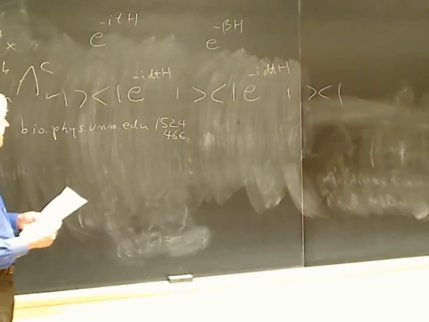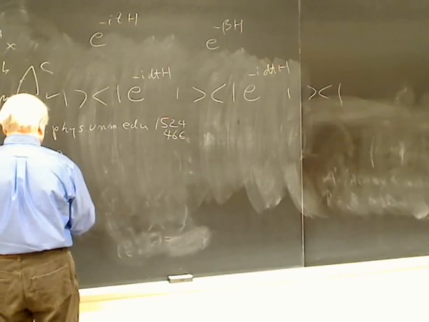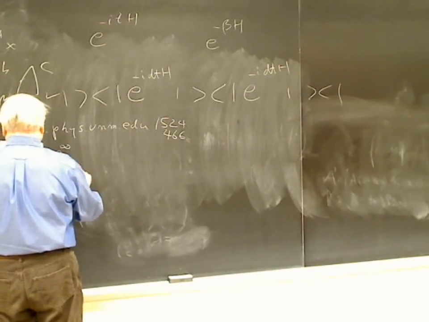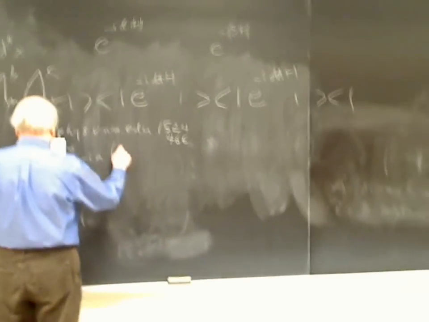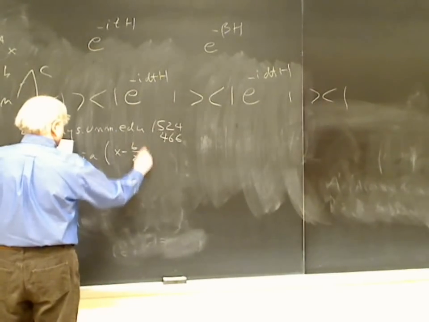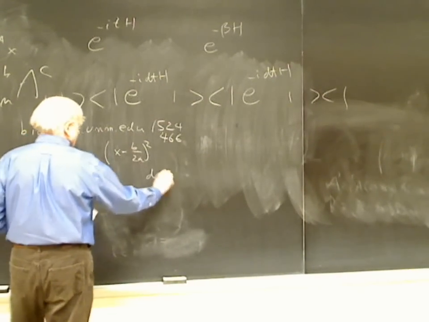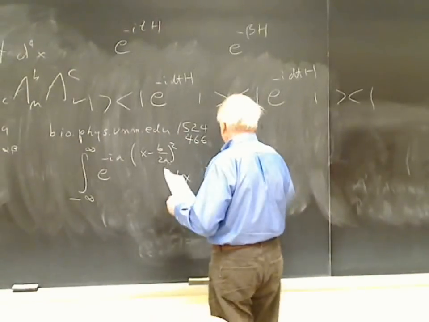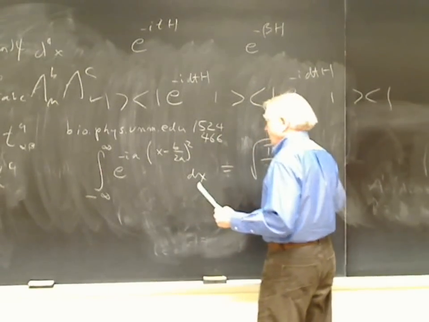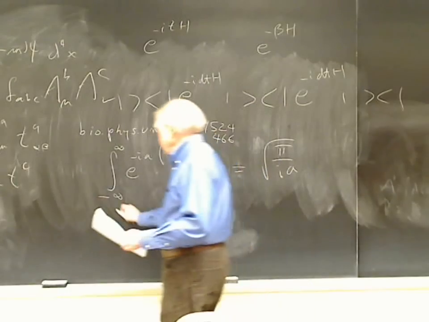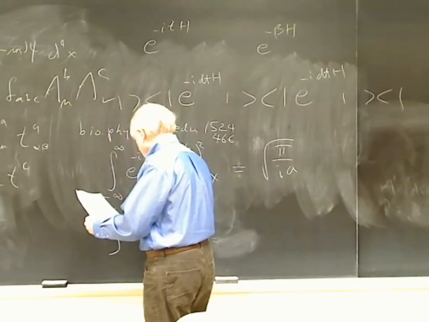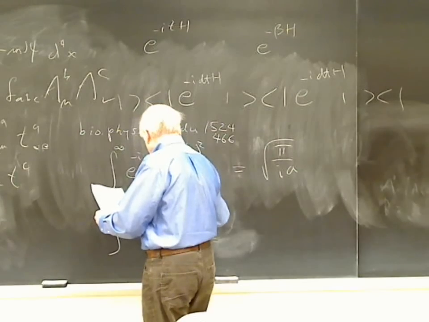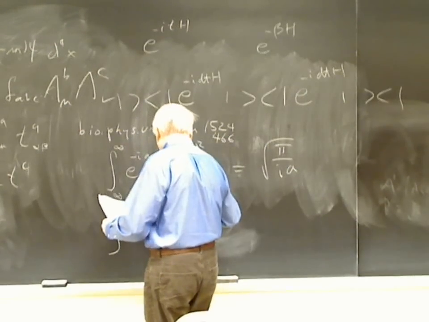Now these path integrals are based on Gaussian integrals, and the Gaussian integrals are e to the minus a x minus t over 2a squared dx, and this is the square root of pi over a. Another version of this is e to the minus r x minus t over 2r squared dx.